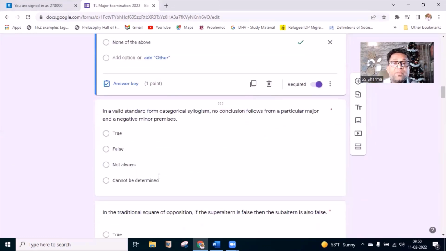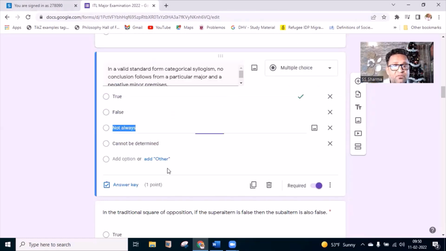Now, in the next question: in a valid standard form categorical syllogism, no conclusion follows from a particular major and a negative minor premise. So yes, it was true, as you can see, because if you have a particular major and a negative minor, no conclusion follows from it.